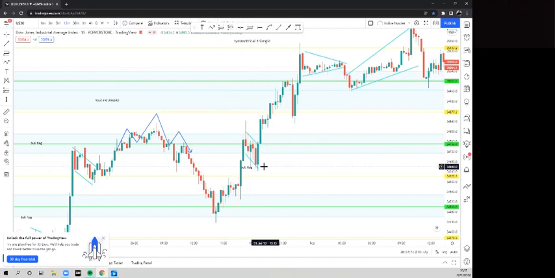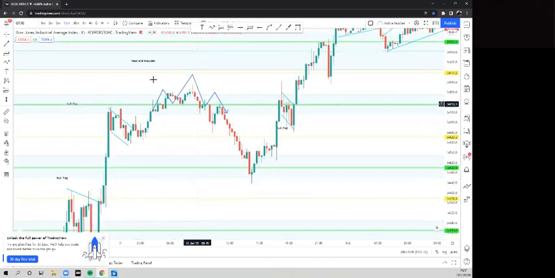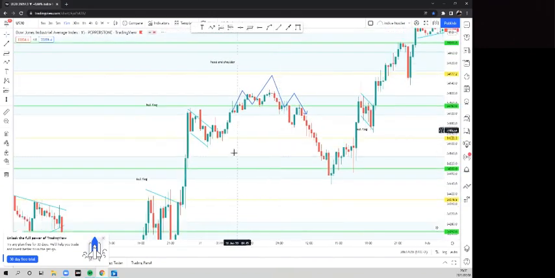Look here, we're going up, we got a bullish flag, we're going up. Head and shoulder, we're going down. Bull flag, up.